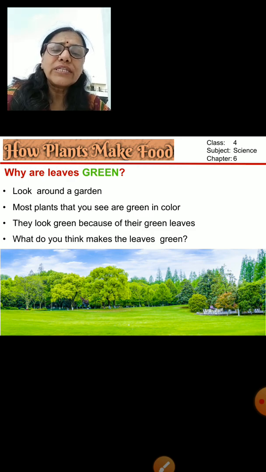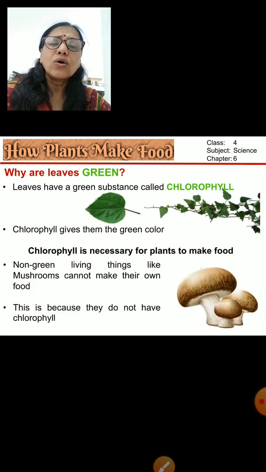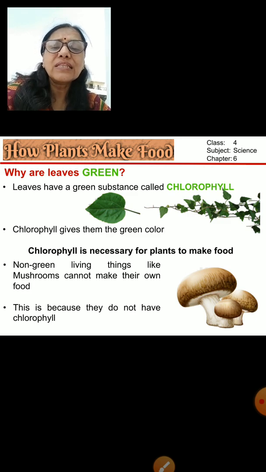Now, what do you think makes the green color of the leaves? There is a substance called chlorophyll which gives the leaves their green color. So why are leaves green? Because they have a substance called chlorophyll in them which gives them green color.